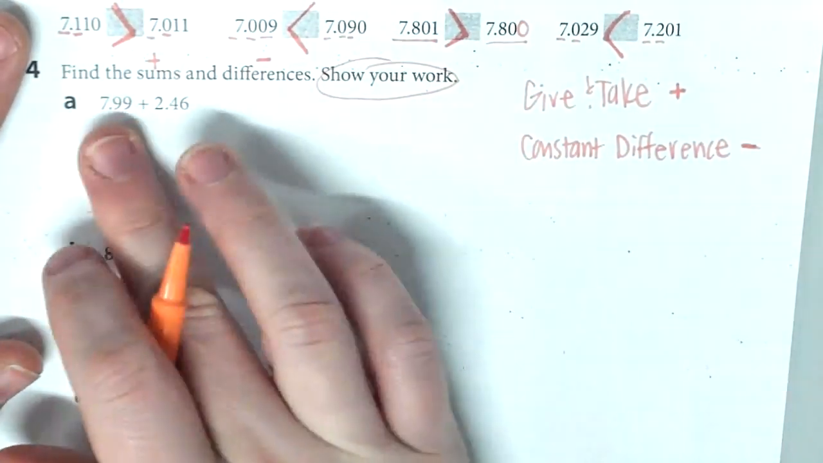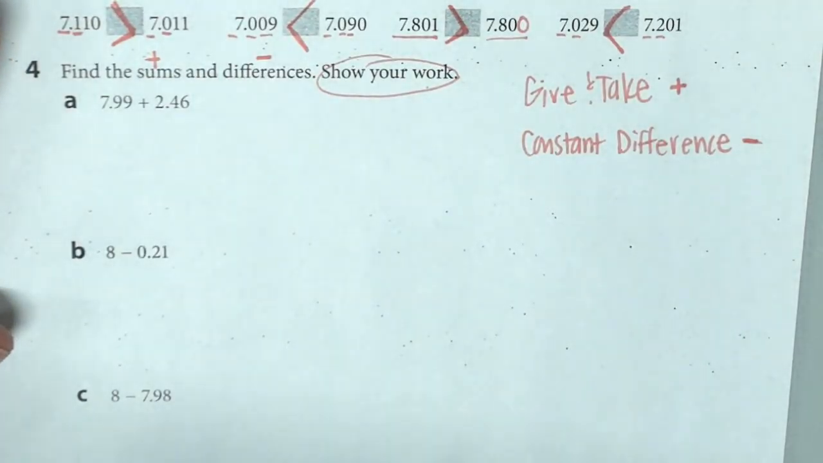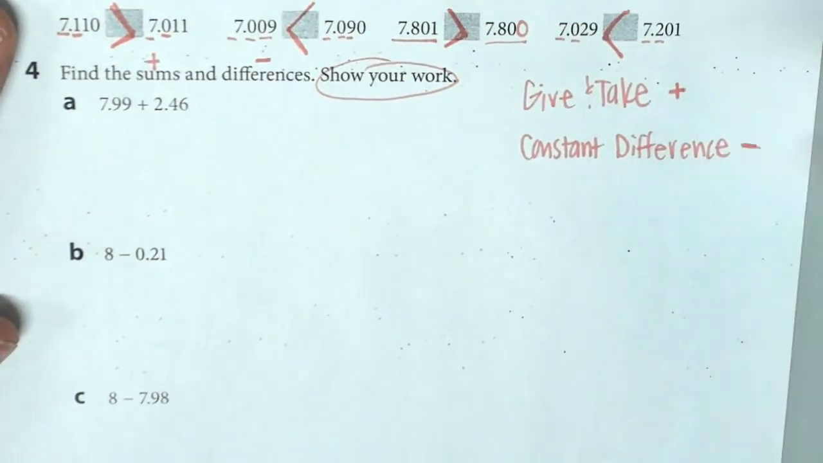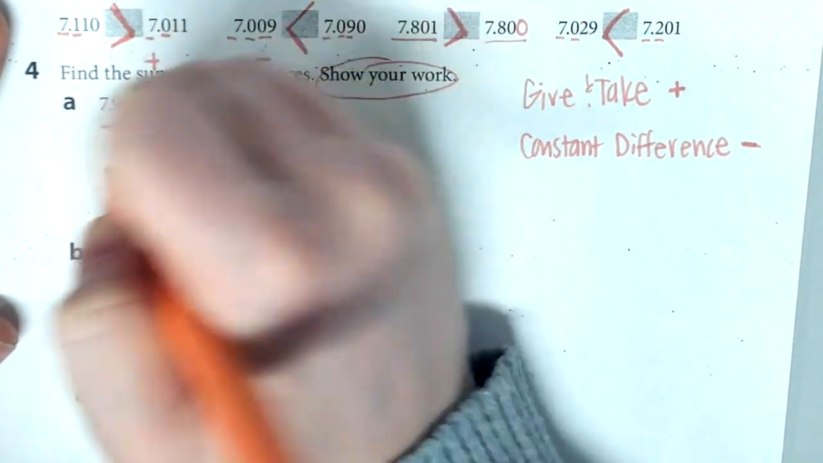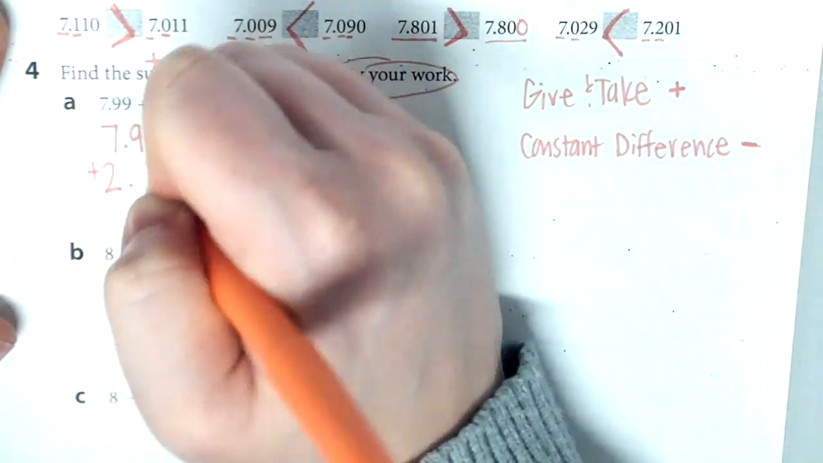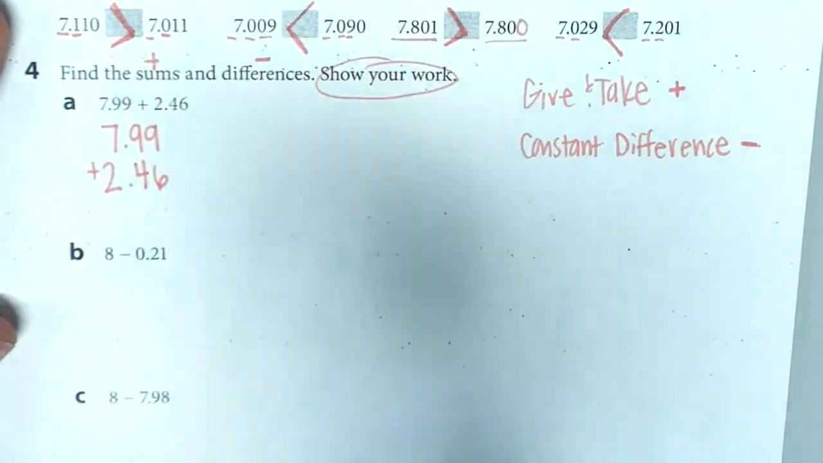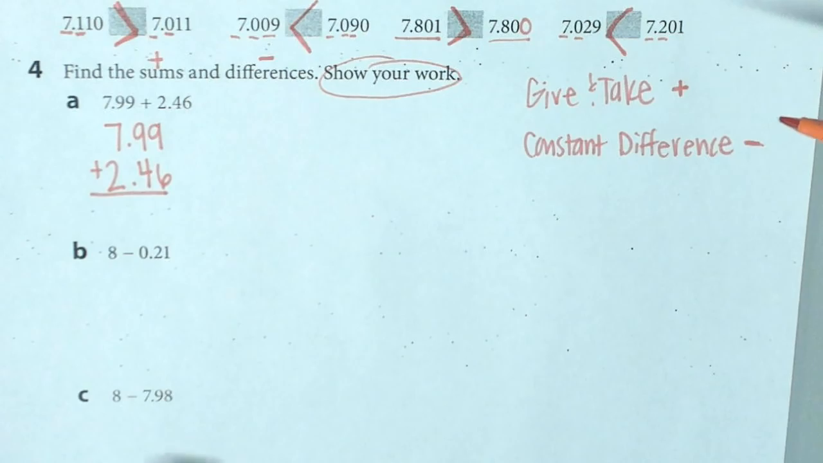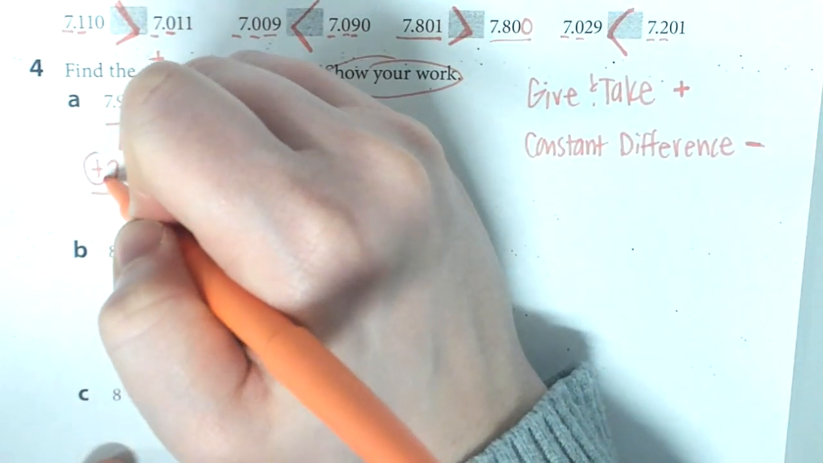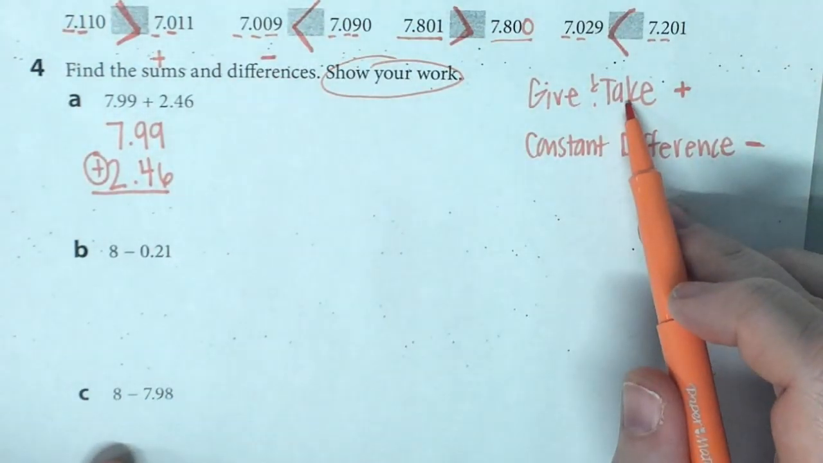So let's look at A, and to get my brain used to thinking about how we did these practice problems, I'm going to stack them. And I'm thinking money, $7.99 plus $2.46. The first thing I'm going to notice is that we're adding. So I could use my give and take strategy.